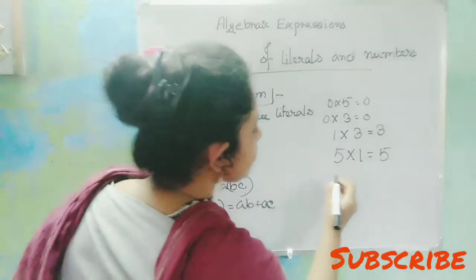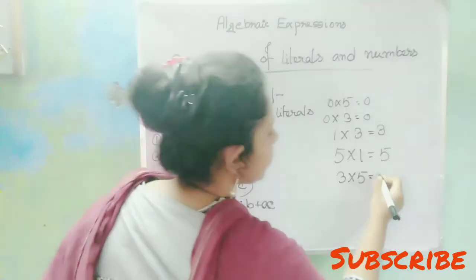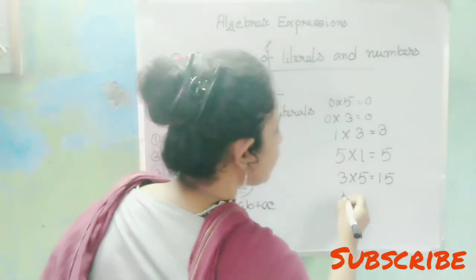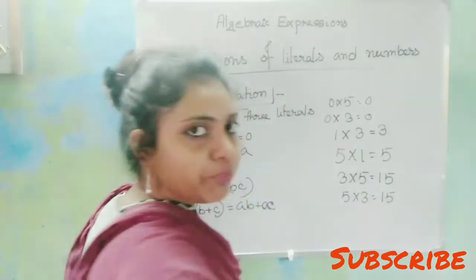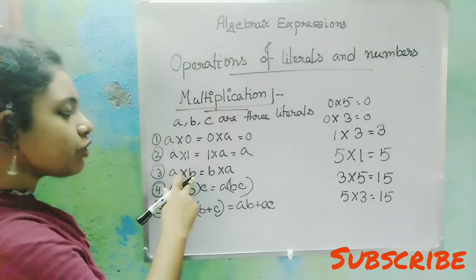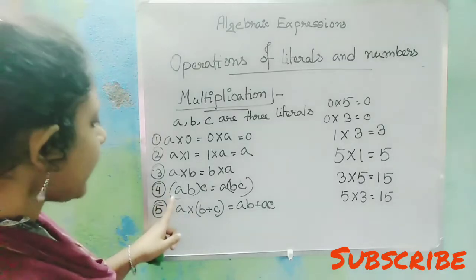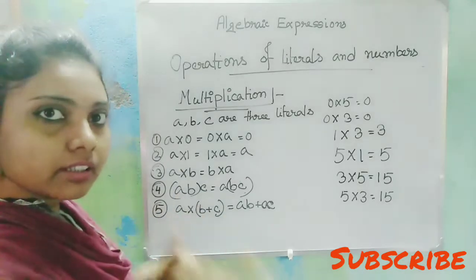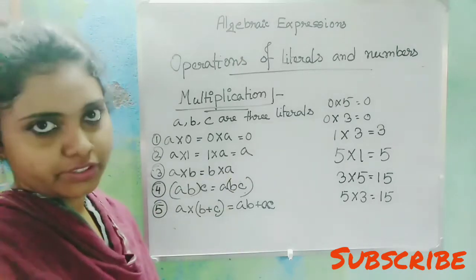See, in arithmetic, 3 into 5, what will be the value? 3 into 5 is 15. Again, if we write 5 into 3, this is also 15. So, in algebra, we can write in the same way a into b equal to b into a. Next, a into b into c equal to a into b into c.